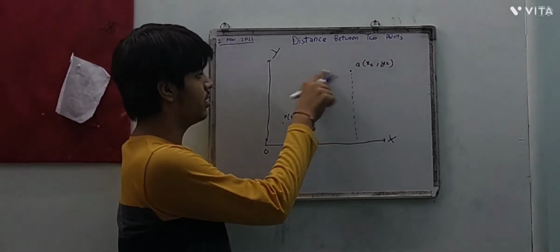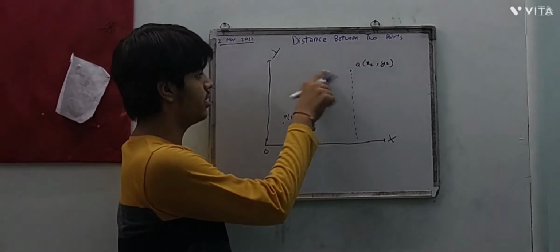Now we have to do some more constructions. I have joined the point P with the line that is joining the points Q and A, and I have marked the point of intersection as the point M. Now if I ask you what is the length of DM, you can easily tell that DM is the same as BQ, because QBDM is a rectangle and the opposite sides of a rectangle are equal, and we know that QB is equal to x2, so DM is also equal to x2.